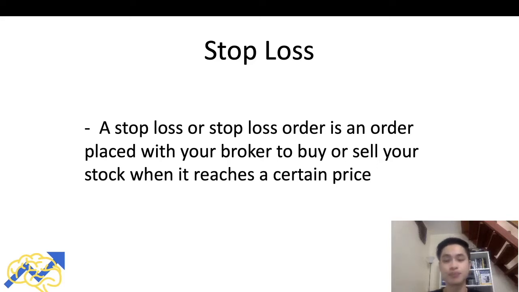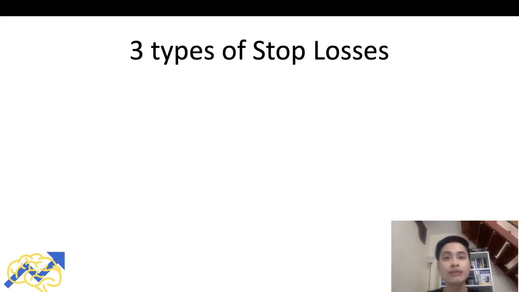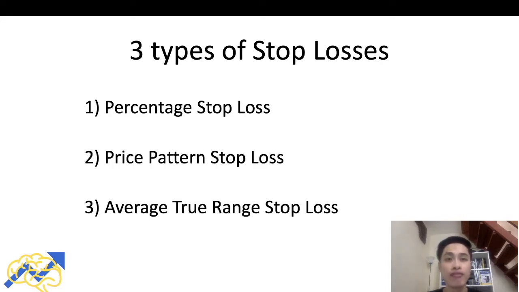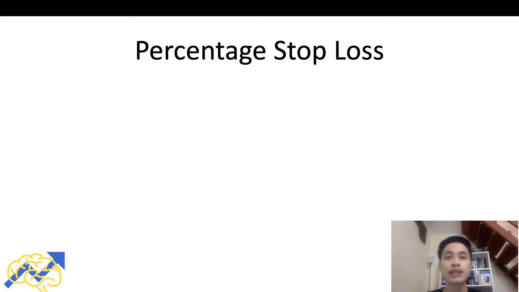Now that we know what stop losses are, the next question is, what kind of stop losses do we use? So there are three types of stop losses: the percentage stop loss, the price pattern stop loss, and the average true range stop loss. The first stop loss we will take a look at is the percentage stop loss.